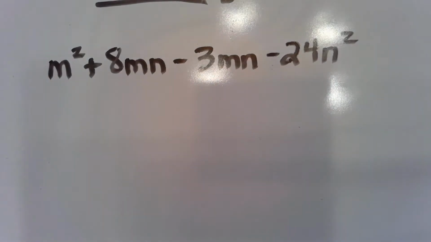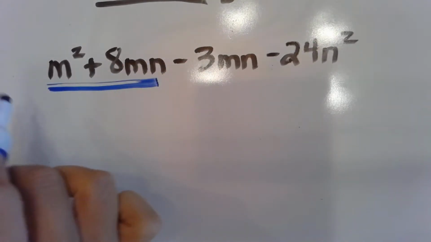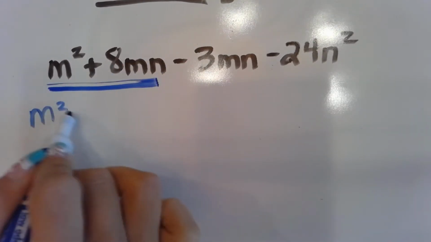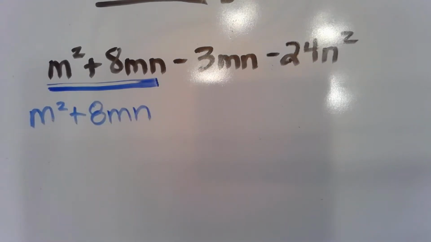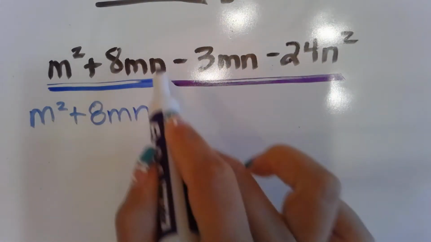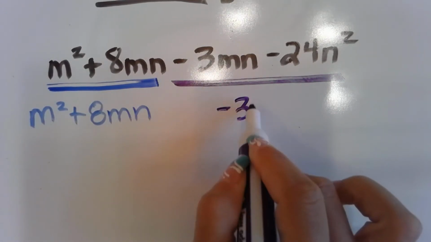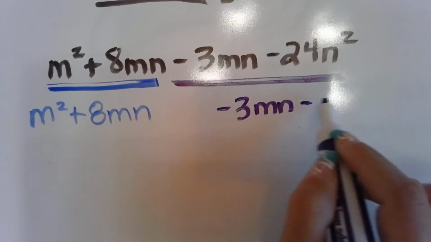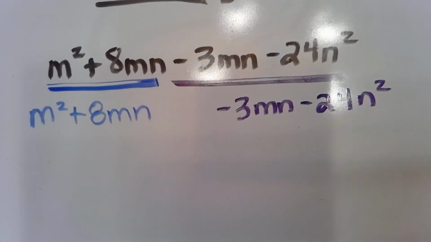So what we're going to do is start breaking them and grouping them together, breaking them into 2 pieces. So we're going to write m squared plus 8mn here. And then we're going to take this piece right here, and we're going to take the sign, okay? If you see a negative in front of it, take that negative. Minus 3mn minus 24n squared, okay?